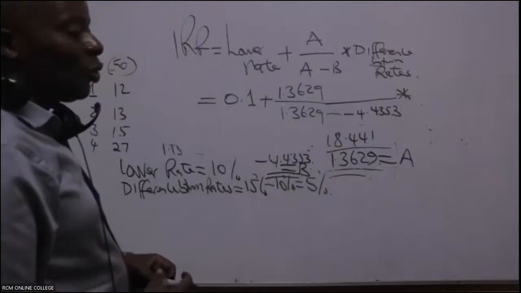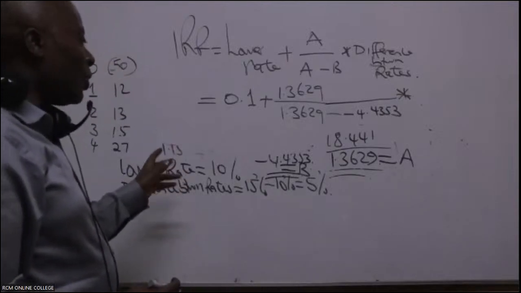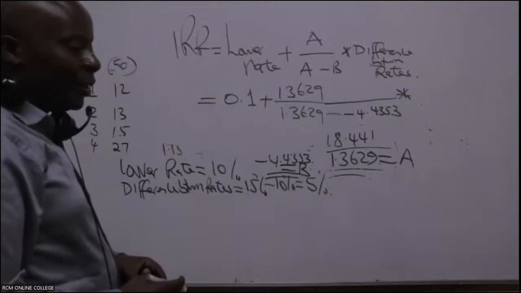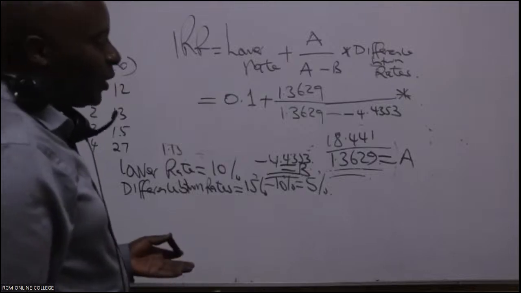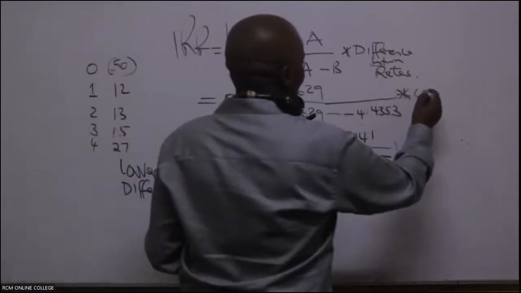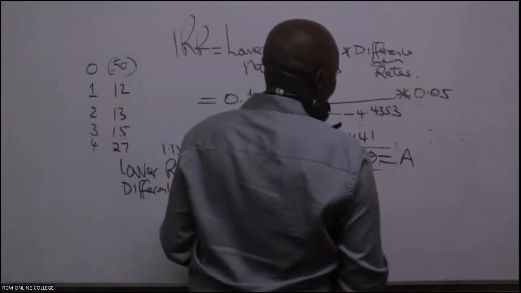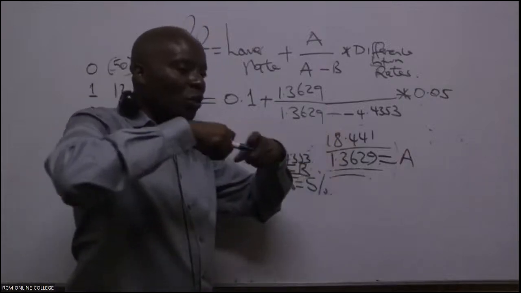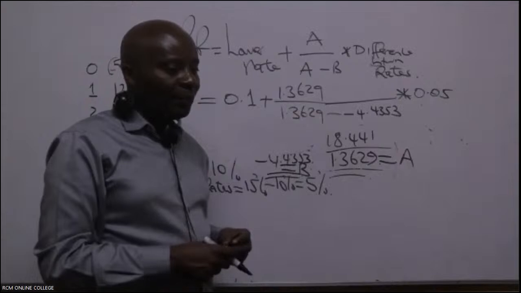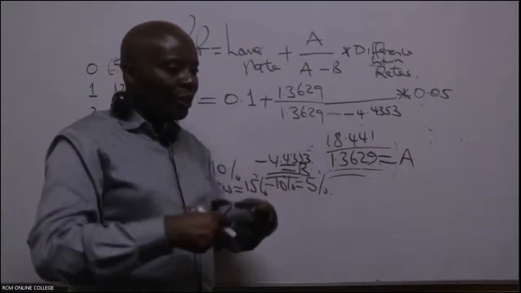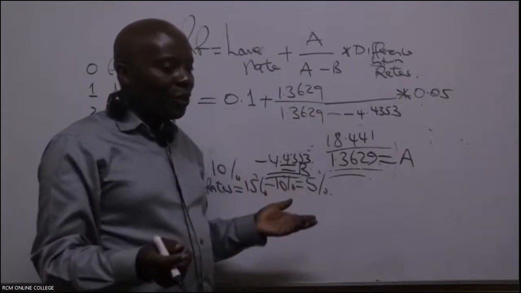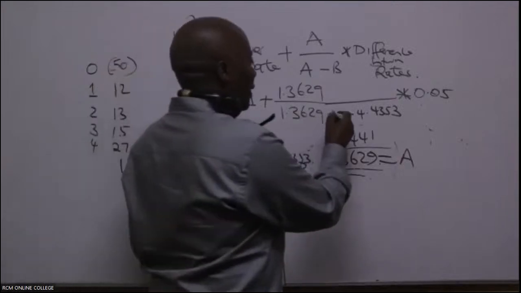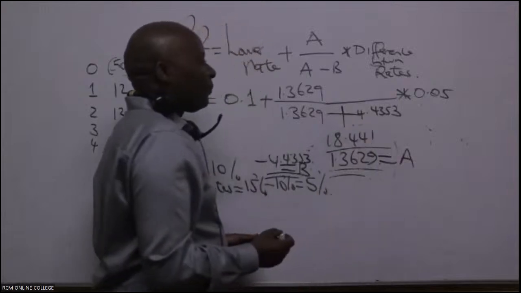What was the difference between the two rates? 5%, which is the same as 0.05. Now, you mathematicians, when you see these two negatives locking horns like this, what comes to your mind? It becomes positive. So in this case, you can add it like that.